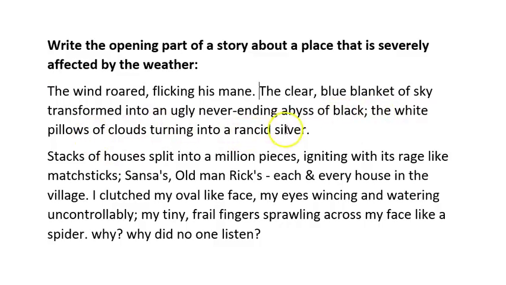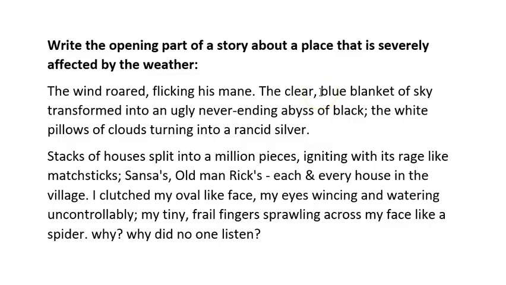The clear blue blanket of sky transformed into an ugly, never-ending abyss of black, the white pillows of clouds turning into a rancid silver. So this is a lovely image, and you've got this brilliant contrast between the blue blanket of the sky, which then is contrasted with the white pillows of clouds, semantically linked with the blanket, which turn to rancid silver. Okay, well, it's lovely writing and the vocabulary is great, but again, a lot of it is there just to tell the examiner, look, examiner, I'm describing, give me marks. And remember, that's not what you're getting marks for now. Yes, you have to describe, but the marks that you're getting now at the top end are for being appropriate.